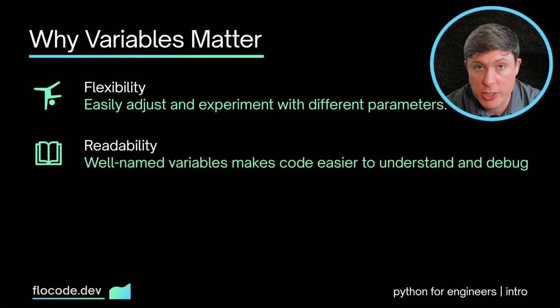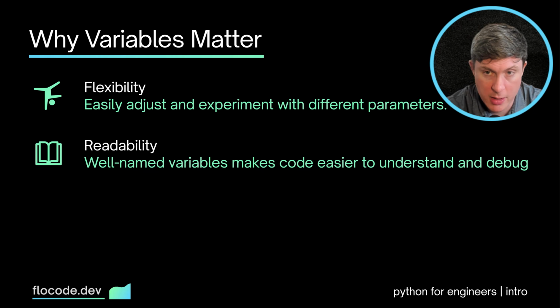Readability. Imagine trying to keep track of raw numbers in a complex formula. Well-named variables make your code so much easier to read and understand and debug. We want to spend our time focusing on the logic and the process and not getting bogged down in the numerical data. This is the cornerstone of thinking Pythonically.